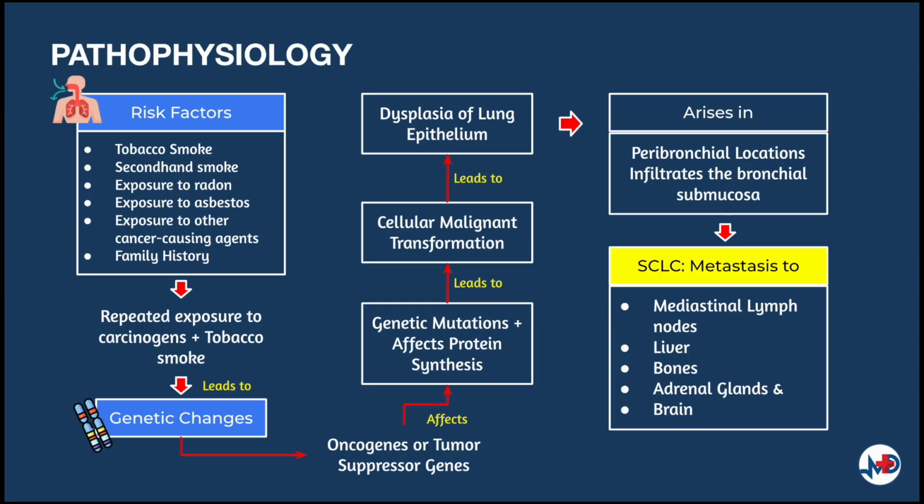So let's take a look at a few risk factors that contribute to the development of this condition. Firstly, tobacco smoke. Smoking is by far the leading risk factor for lung cancer. Second-hand smoking. If one does not smoke, breathing in the smoke of others can increase the risk of developing lung cancer. Exposure to radon is another risk factor. Radon is a naturally occurring radioactive gas that results from the breakdown of uranium in soil and rocks.